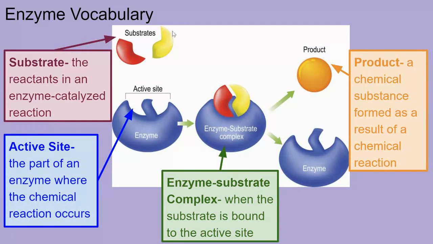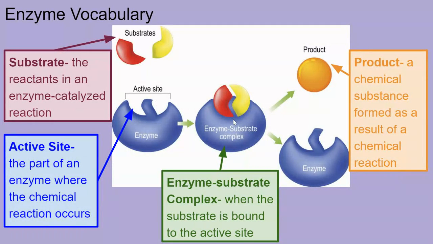So here are the substrates. They're the reactants that are going to do the reaction. The enzyme is here, and that's a special protein that's going to help that reaction happen faster. And the enzyme has what we call an active site. So, see, there's kind of two empty spots there. Those are the active site, and that's the part of the enzyme where those substrates are going to come in and start doing their reaction.